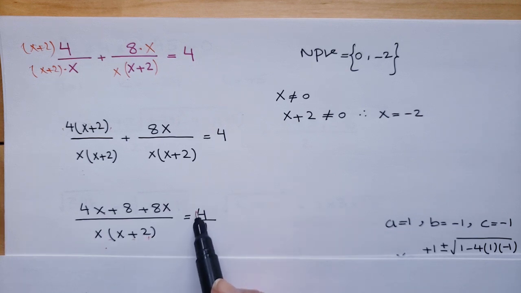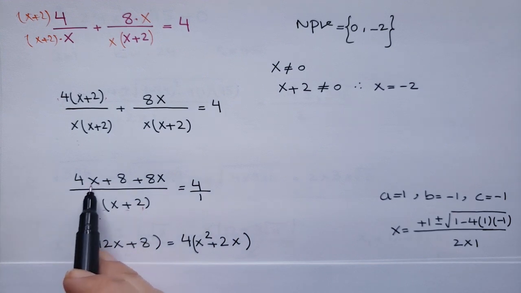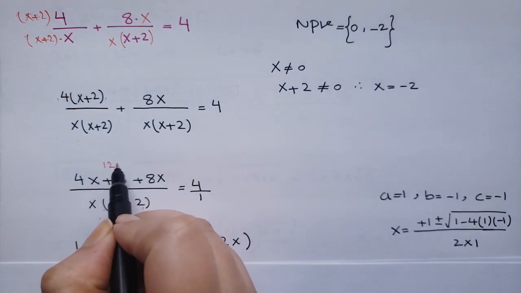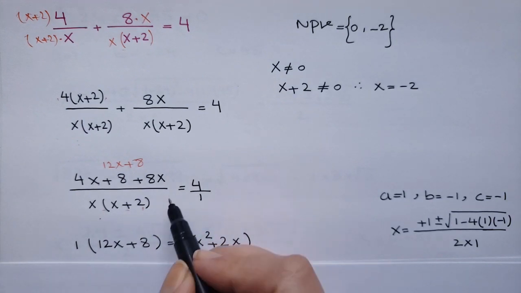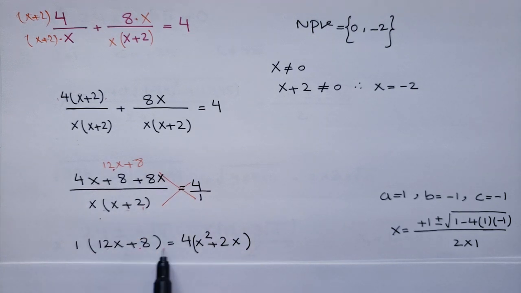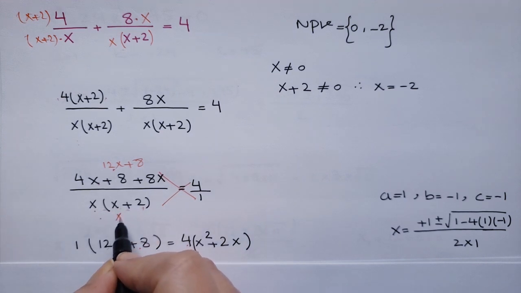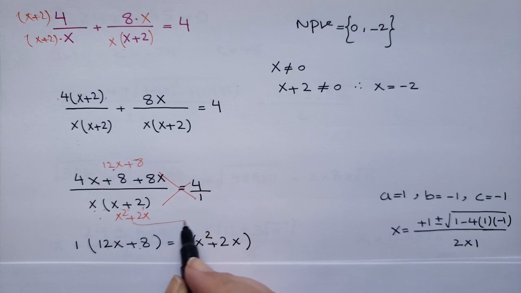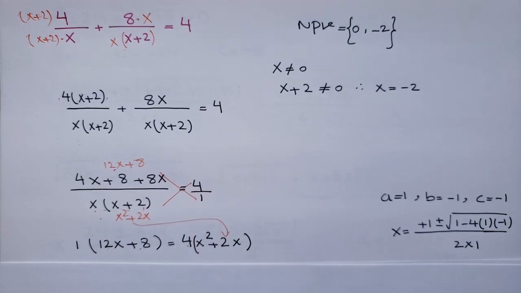On this side, I have 4, which I give the denominator 1, because after this step, I want to do cross multiplication. So here I would say 4x plus 8x is 12x plus 8, right? And then I'll do cross multiplication. So 1 times 12x plus 8 equals 4. And then x multiplied by this one would be x squared plus 2x. So I just put it here. Okay. Next step, here I have the biggest power is 2. So this is a quadratic equation. I have to solve a quadratic equation.